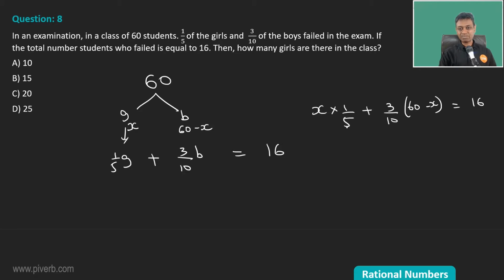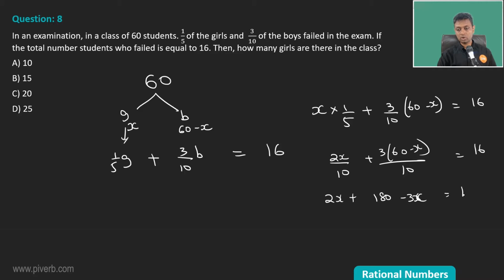Right? X by 5 and 3/10 of something, you can take the LCM as 10. You can say 2x by 10 plus 3 into (60 minus x) by 10 equals 16. So 2x plus 3 into 60, which is 180, minus 3x is 160. 180 minus x is 160, or x is 20.